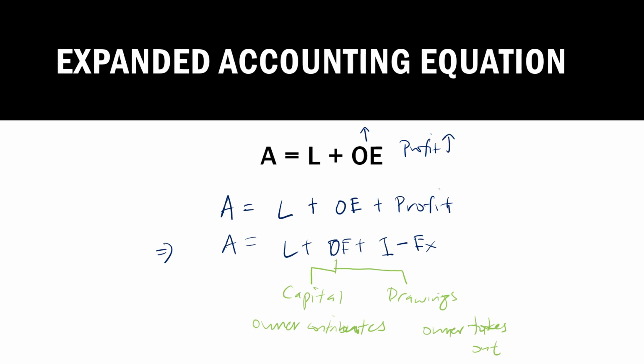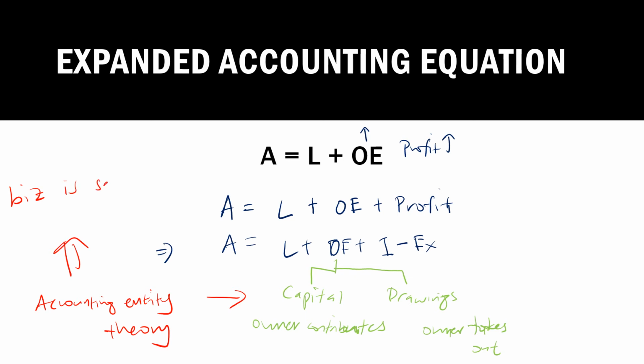So there's this thing called accounting theories. And in POA, there are about 11 or so accounting theories that you need to remember the definitions of and how to apply. The reason why we need to record equity, or specifically capital and drawings, is because of this theory called the accounting entity theory, which by definition says that the business and the owner are two separate entities. The business is separate from the owner.